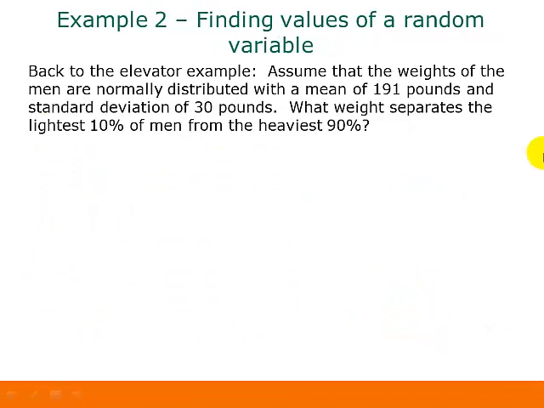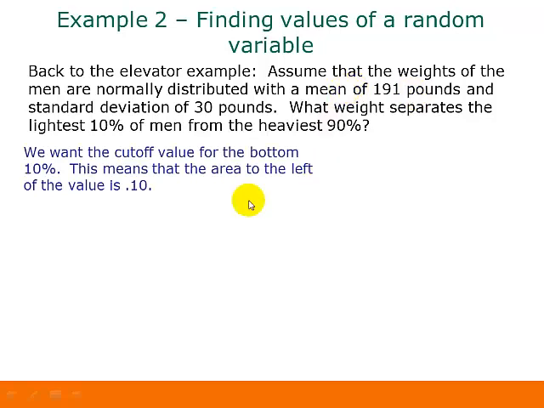Another example, going back to the elevator example, we're assuming that the weights of men are normally distributed with a mean of 191 pounds and a standard deviation of 30 pounds. What weight separates the lightest 10% of men from the heaviest 90%? This is another way of asking for a cutoff value. We're looking for the boundary value that separates the lowest 10% from the highest 90%.